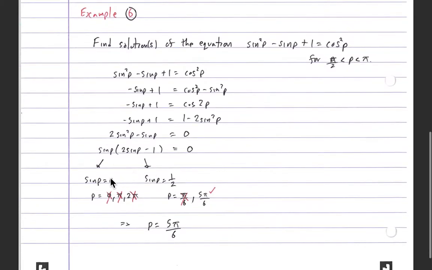Now solving sine p equals 0 is just 0, 180 and 2 pi. But we only want answers between 90 and 180, so none of those are useful. And solving sine p is a half, well, the inverse sine of a half is 30 degrees, or pi over 6. And we know, of course, that the answers are in the first quadrant and the second quadrant, so it will be 30 and 150, or pi over 6, and 150 is 5 pi over 6. As it turns out, only that one fits the criteria, so that is my final answer.